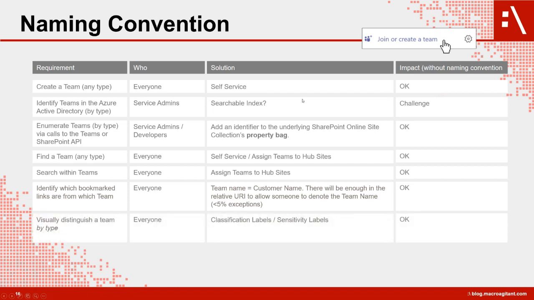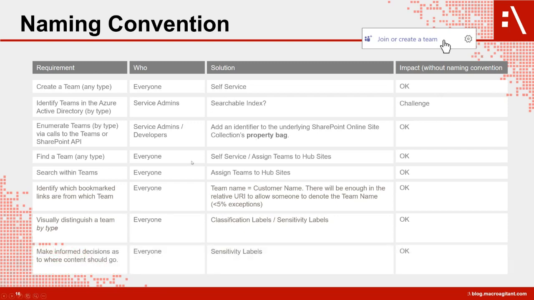The final requirement, I think, is to visually distinguish a team by type. We wanted everyone to be able to do that. So this is about putting something in the team to say, this is a customer site or this is a collaboration site. There are two options available to us. We can either use classification labels, which are on the way out, or sensitivity labels, which are on the way in, I suppose. And that gives you a little label there that you can look at when you're in the team. And sensitivity labels can also help to enforce decisions on where content should go, because they enforce policy. They can result in things like tooltips.